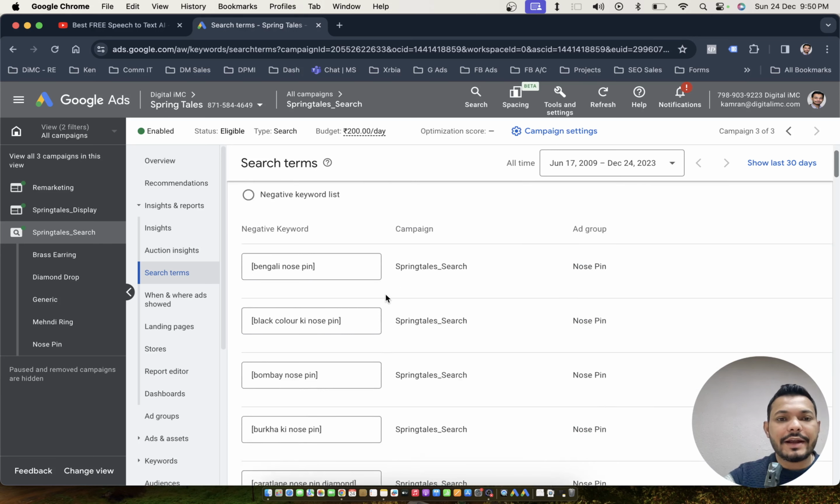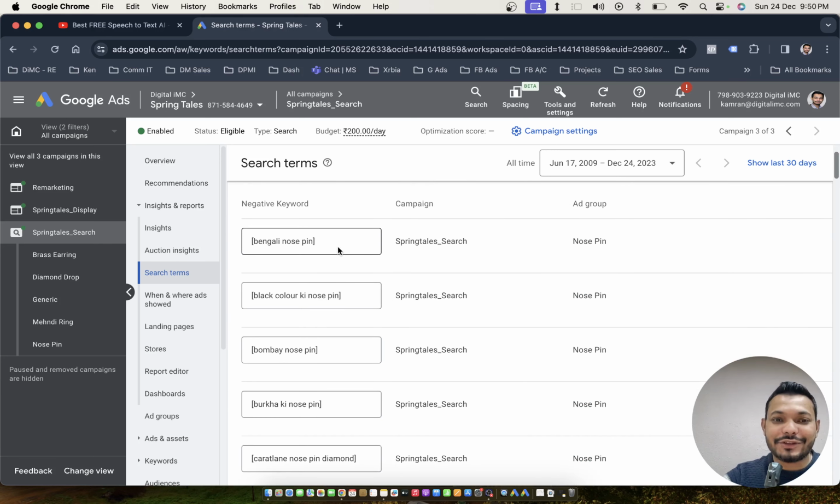Now we are adding them in negative as an exact match. This is something which is very important, and sometimes difficult to understand, because in negative also we have a couple of different match types. In negative also we have broad negative, phrase negative, and exact negative. Firstly, let's talk about the exact negative. If I add this query Bengali nose pin as an exact negative, then my ads will never be served when someone is typing exactly Bengali nose pin.